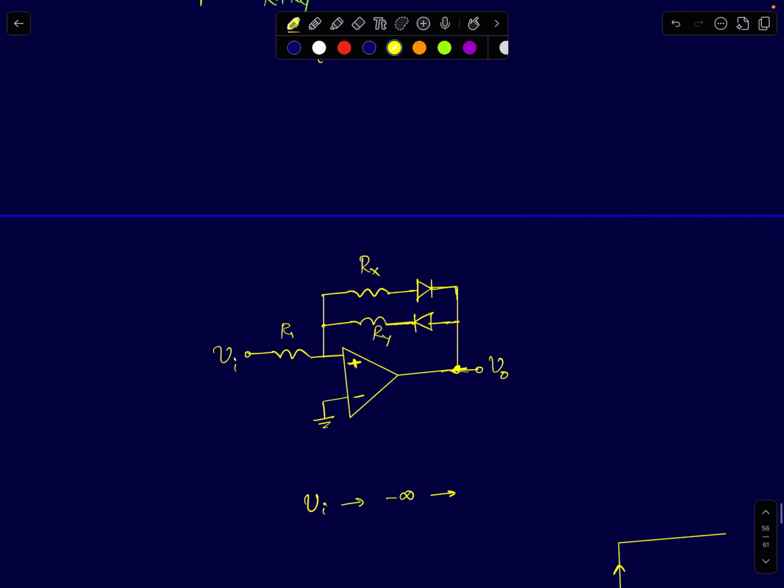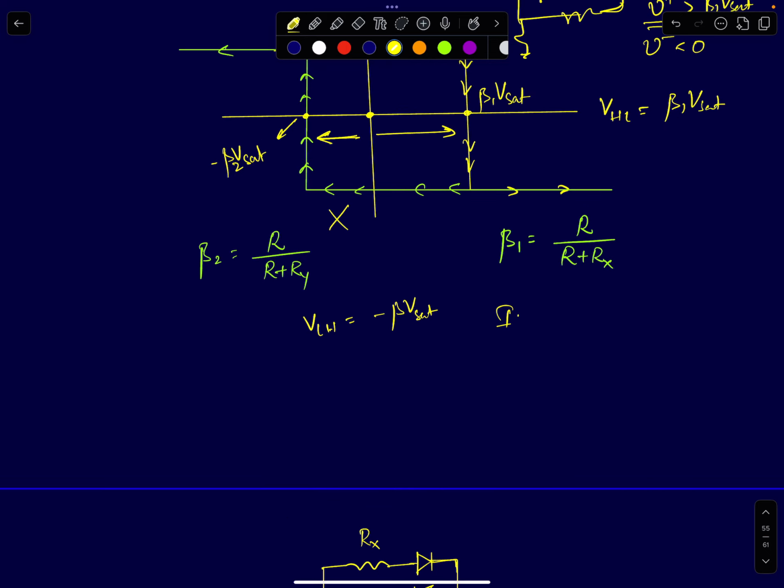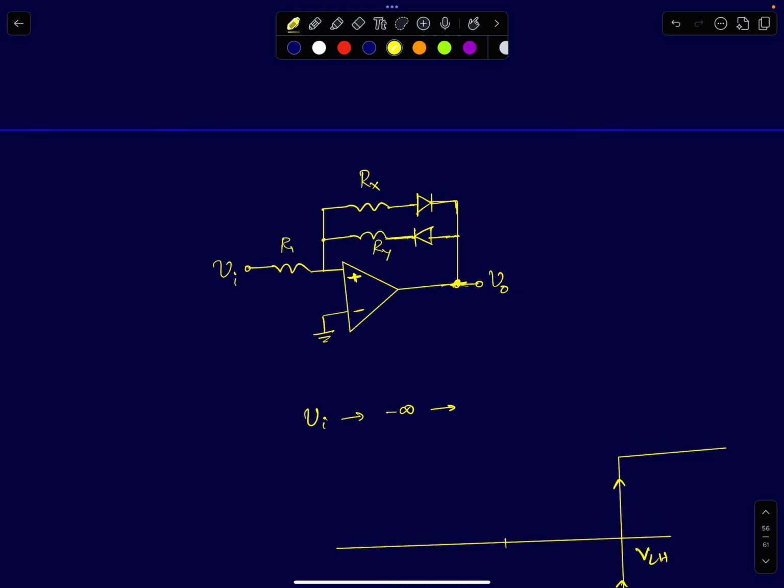Similarly, I can apply the same principle. What I've shown here is an inverting Schmitt trigger characteristic. Similarly, I can do the same thing for a non-inverting Schmitt trigger. Remember, I should only alter the feedback path. So in the feedback path, I'm going to use two resistors instead of a single resistor, so that I can alter the feedback factors. The feedback factor depends upon the polarity of the output. I'm just going to make it dependent on the polarity of the output.